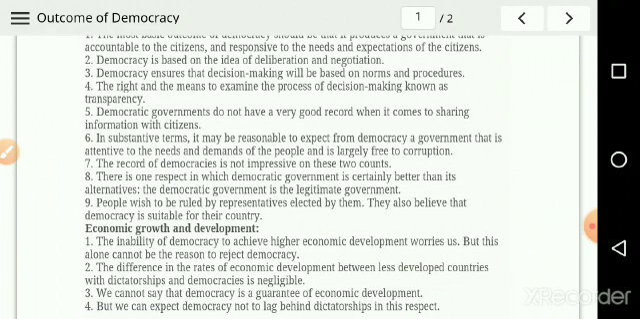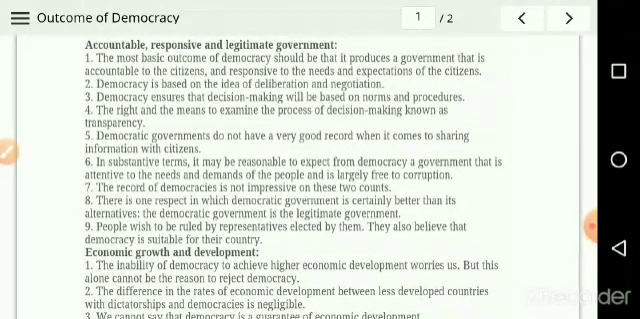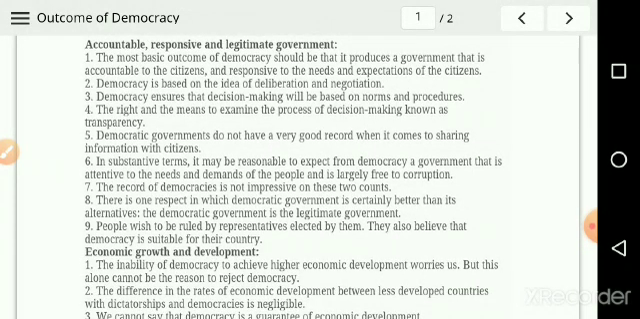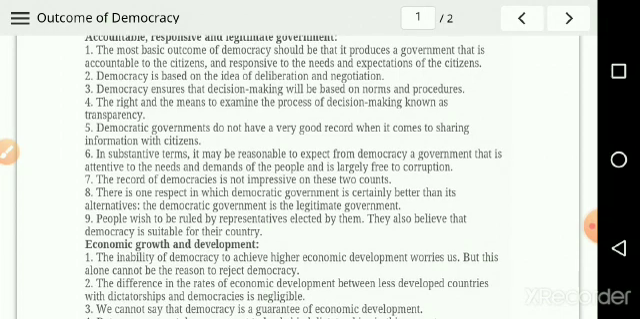According to the constitution, norms and procedures are how to make the policies or how to make the decisions in a state or in a country. According to that only, in democracy we can take the decisions. Then the right and the means to examine the process of decision making is known as transparency.